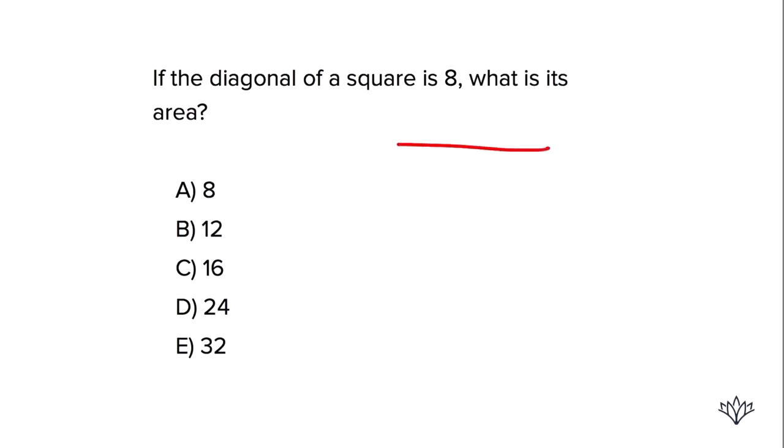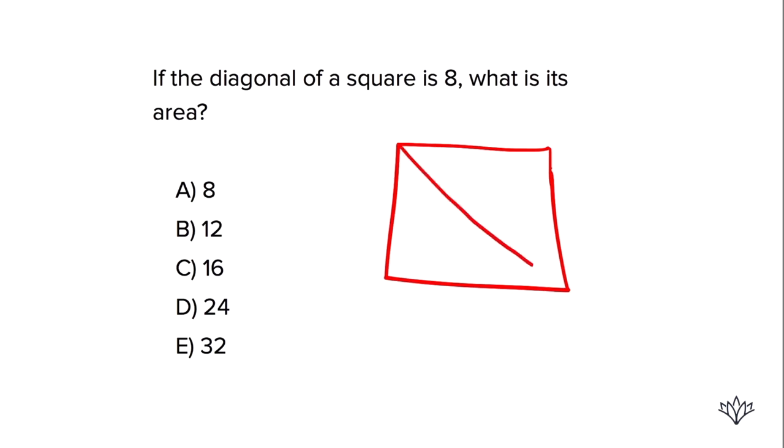Let's just start with the fact that it's a square and let's draw that out. So let's draw our square. Now, what are we going to do? We're going to draw a diagonal. And this is what a diagonal looks like in a square. And we know that that length is 8. Now, how are we going to find out the area of the square?